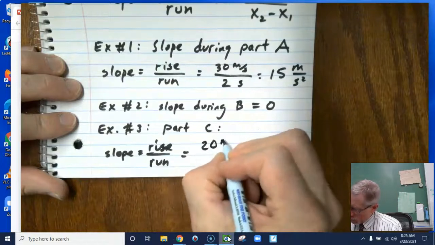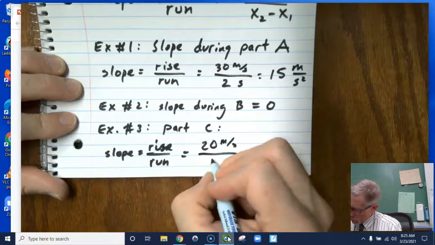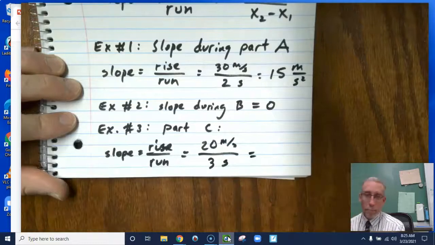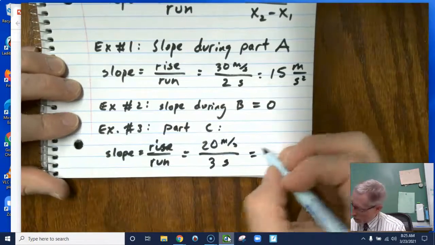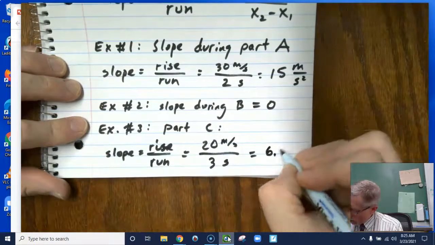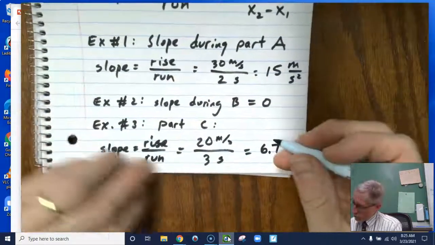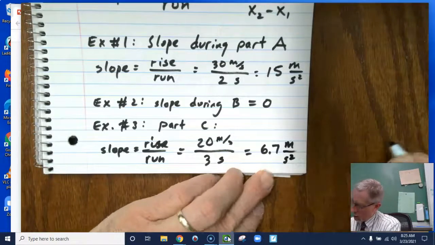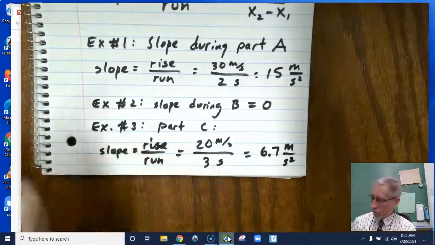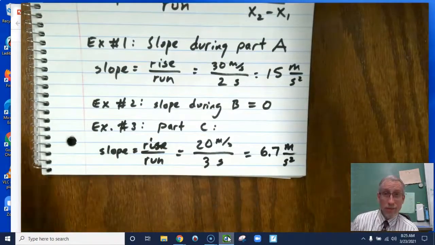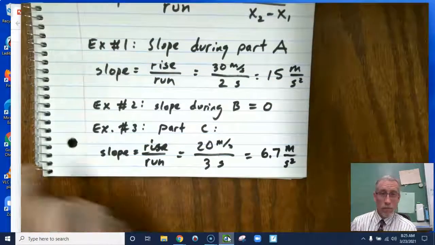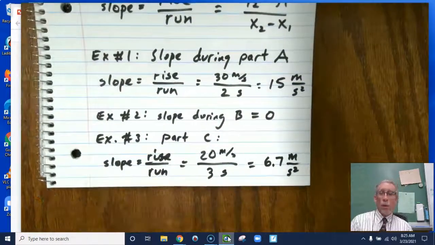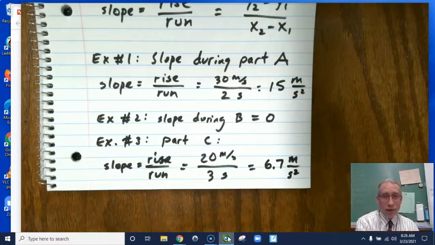So that's 20 meters per second over 3 seconds. You can grab a calculator if you want to, but I can do this one. Round off to a couple of digits here. That's 6.7 meters per second squared. Okay? So a little less, right? Actually, it's a fair amount less, isn't it? A little less than half of the slope.